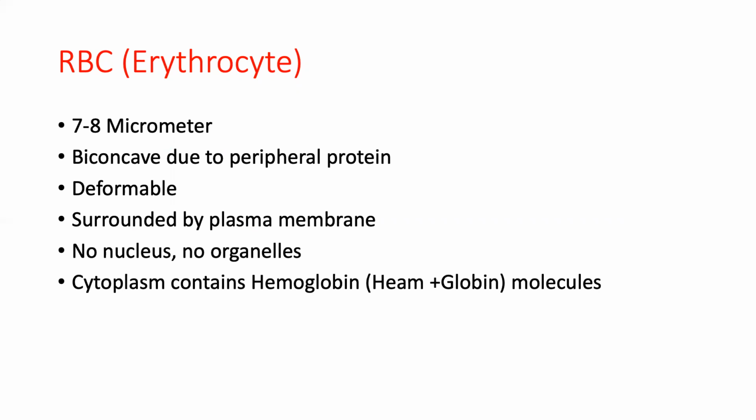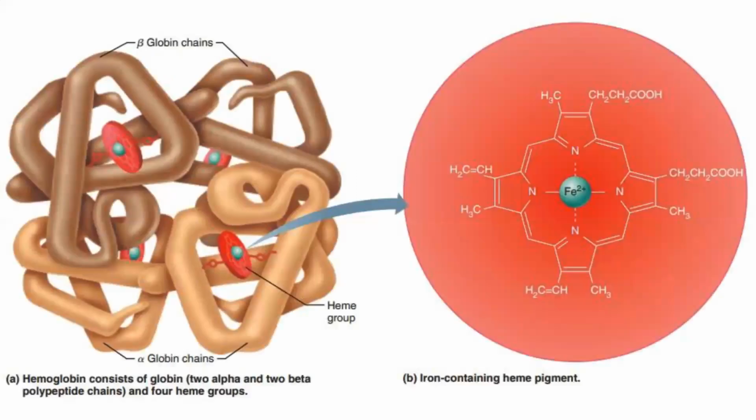Hemoglobin means heme plus globin molecule. So let's have a look at the hemoglobin. For the globin portion, we have 2 alpha globin chains, as you can see here, with light brown color, which is the amino acid chain, and 2 beta globin chains here. And in the center between the globin chains, we have the heme component.